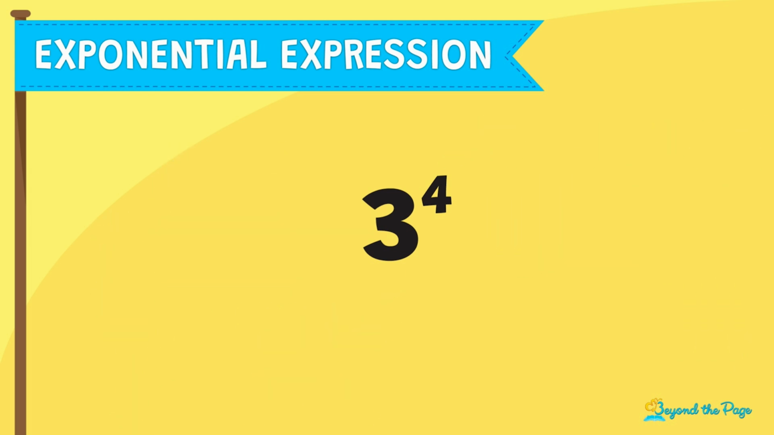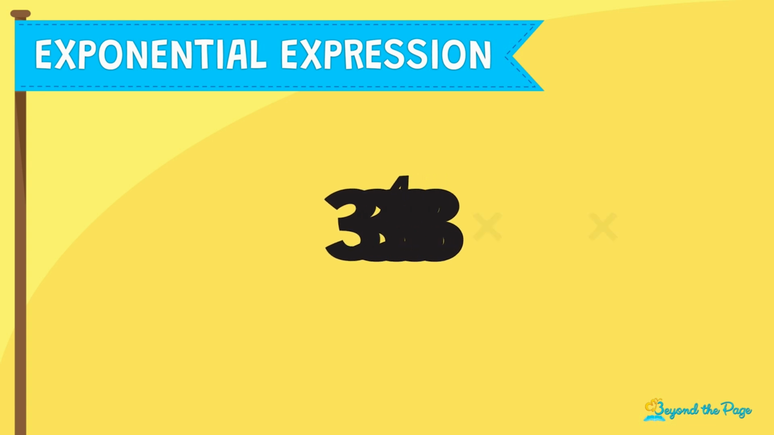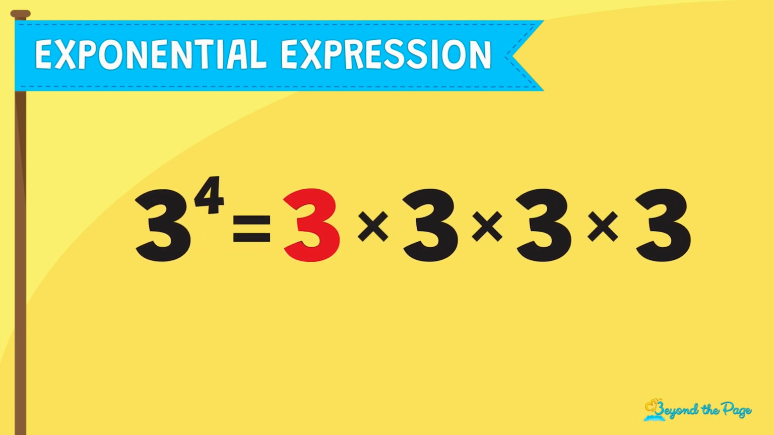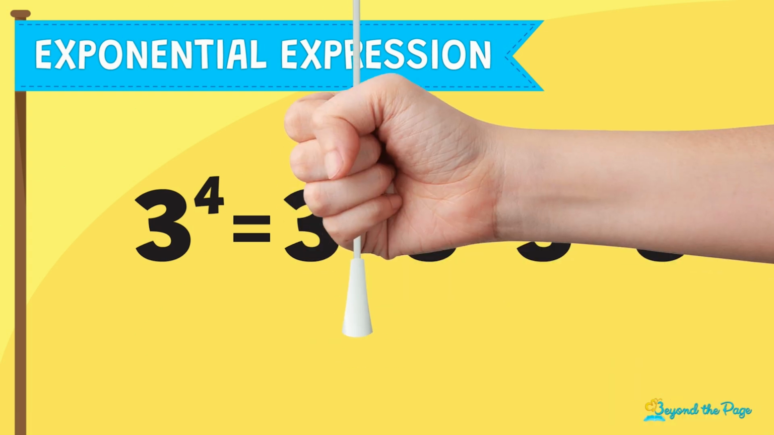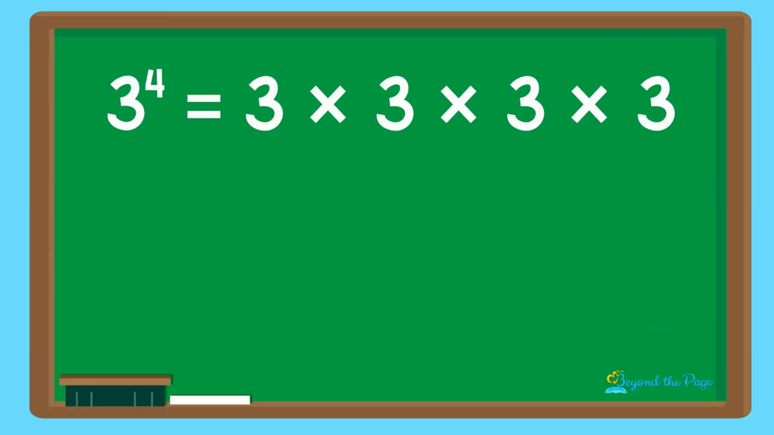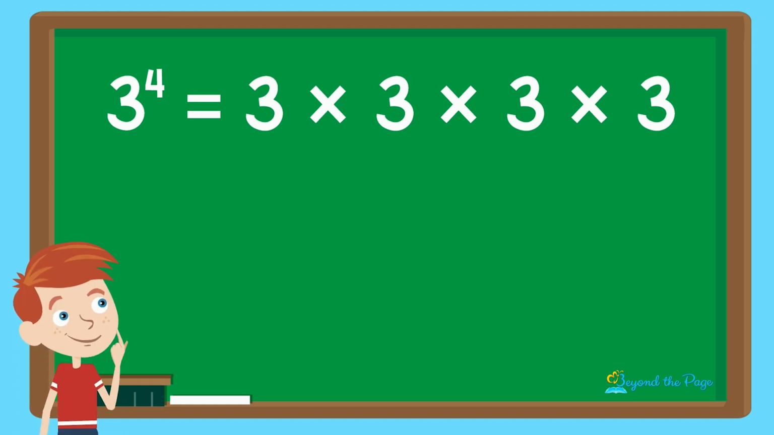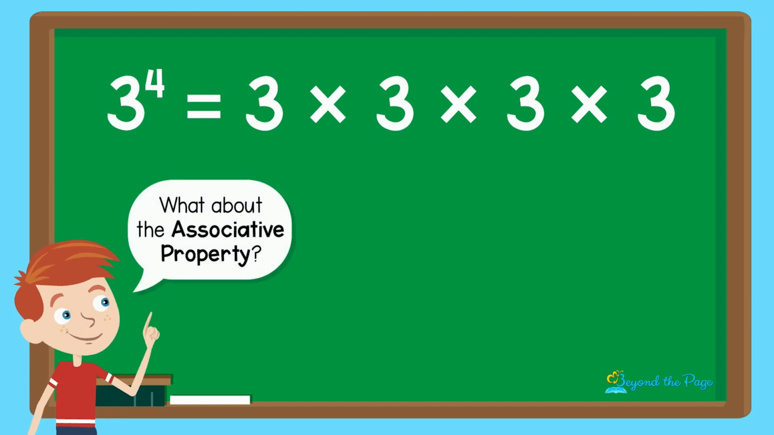So for this expression, the base 3 is repeated 4 times. Here it is in expanded form. The problem reads 3 times 3 times 3 times 3. To solve this problem, just multiply the factors together like any other multiplication problem. Don't forget that you can use the multiplication properties as you work.